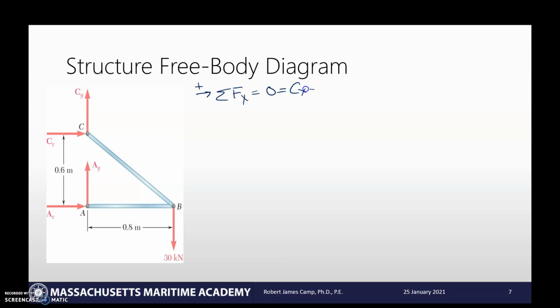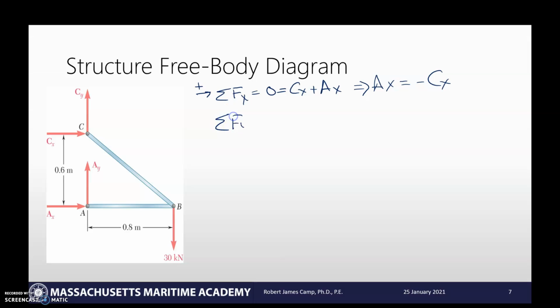And so I'm going to have Cx plus Ax. There is no x direction force at B, so that would be zero. So if I go and solve this, it's going to tell me that Ax is equal to negative Cx. That doesn't really help us now, but we'll come back to that.